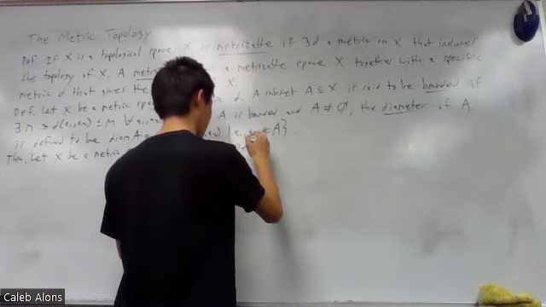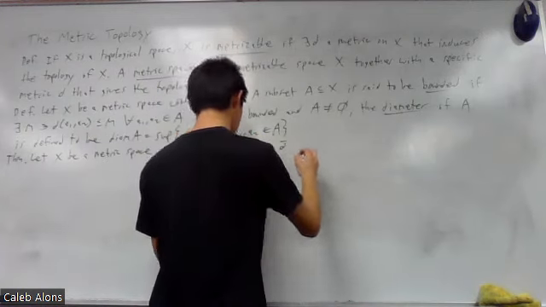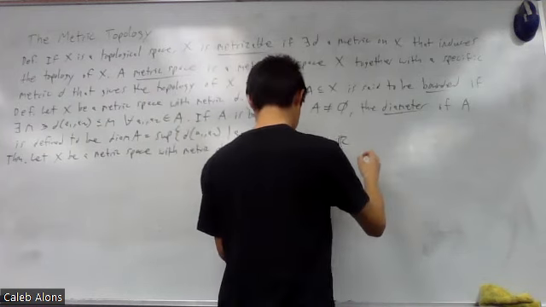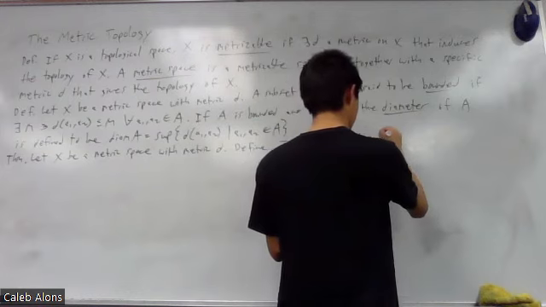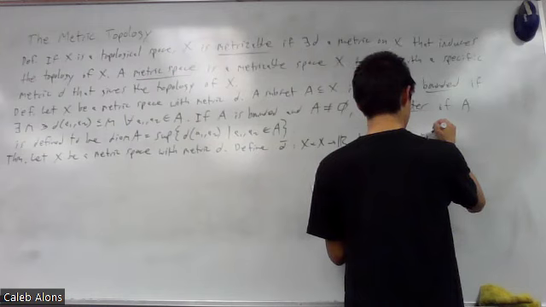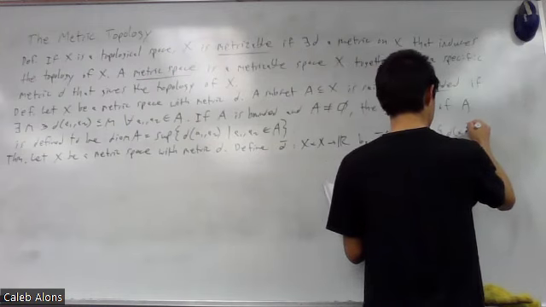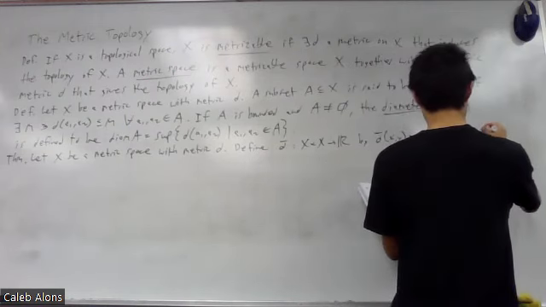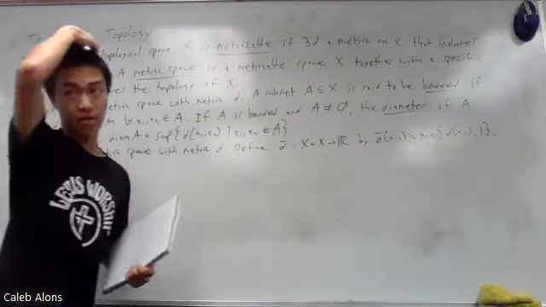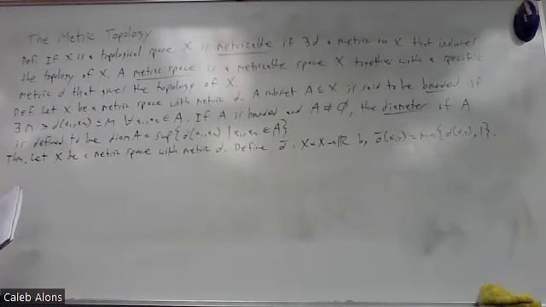And then we can define d bar on X cross X to R by d bar of x, y is equal to the minimum of either just d of x, y or 1. So basically, if we want a metric where, if the distance is going to be greater than 1, just choose 1, and then everything under. So we're bounding it by 1 and below.